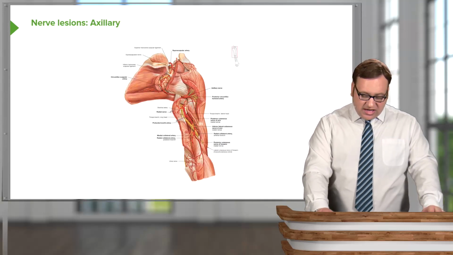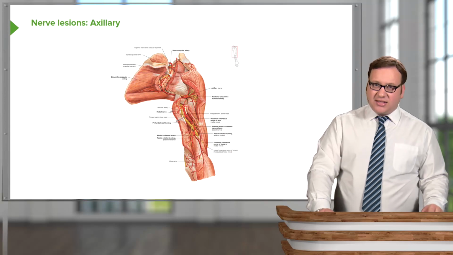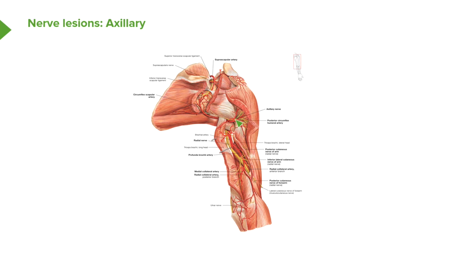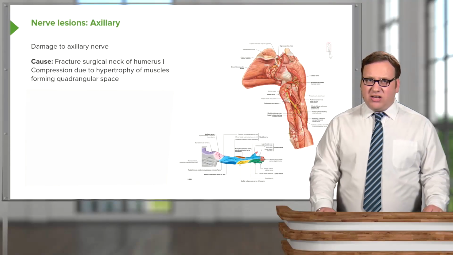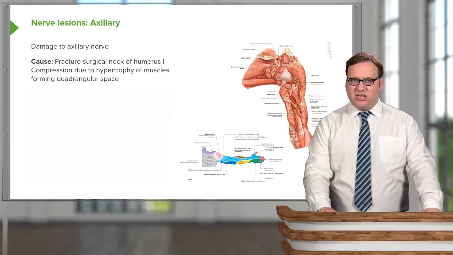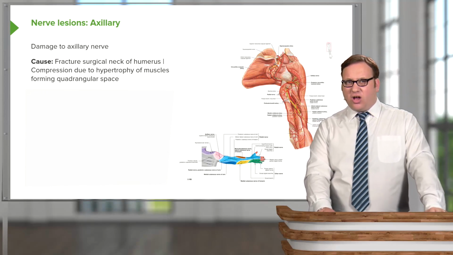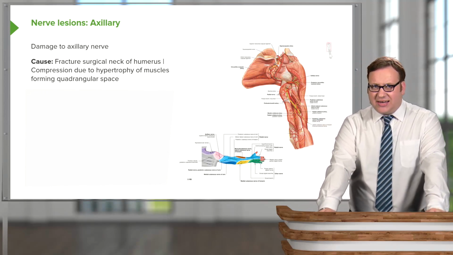So let's have a look at the axillary nerve. Remember the axillary nerve passing through the quadrangular space. We can see it here, passing through the quadrangular space with the posterior circumflex humeral artery to go and supply deltoid. We can see this on the posterior view of a right shoulder. So damage to the axillary nerve could occur as a fracture to the surgical neck of the humerus, also due to compression of the muscles that form the quadrangular space.